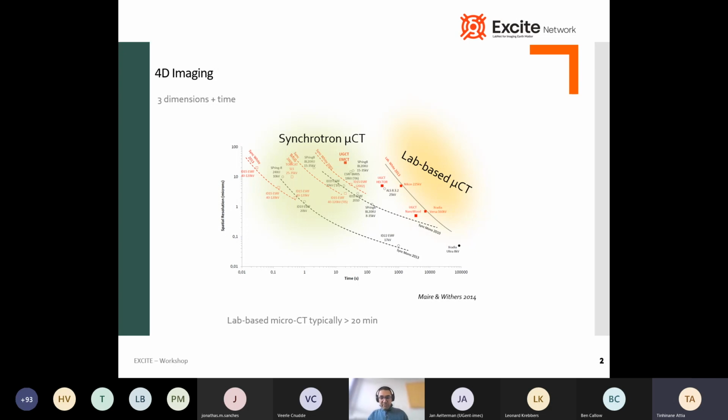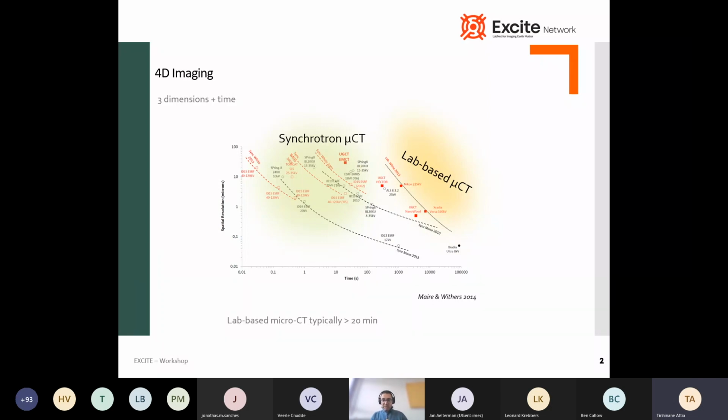Here on this graph, the x-axis shows the time of full scans of different scanners in seconds. And we see that in general, standard lab-based CT scans are located on the slower side of the diagram. And typically, these kinds of scans take 20 minutes at least. It can, of course, go up to even a few hours for higher qualities.